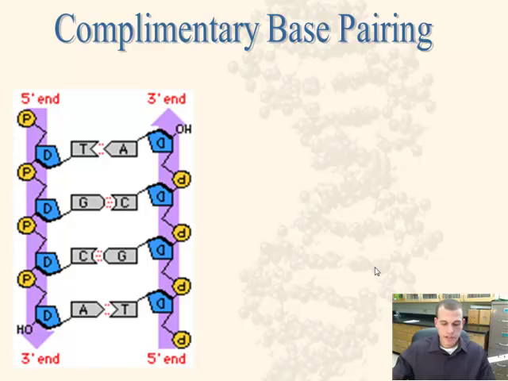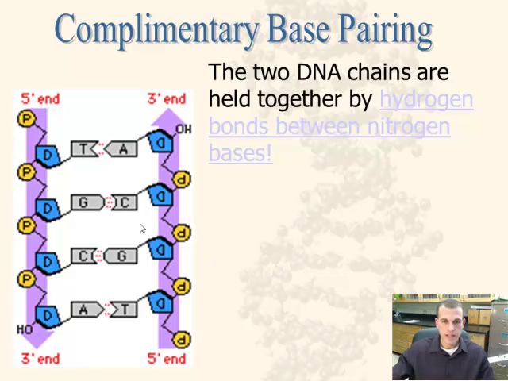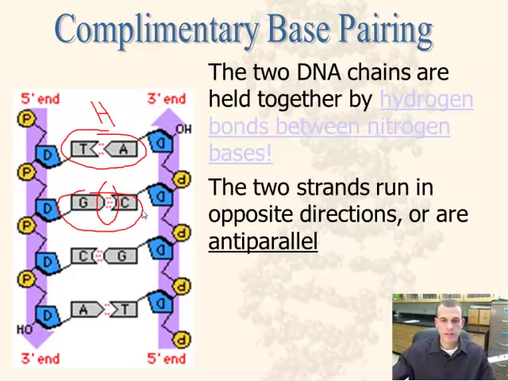Okay, so looking at this structure here, what you should get out of this picture is that A is always bonding with T, and G is always bonding with C. They're held together in the middle by what we refer to as hydrogen bonds. You will notice that the A's and T's are double bonded, and G and C are always triple bonded. So you should know that between A's and T's there's a double bond, and between G and C there's a triple bond.